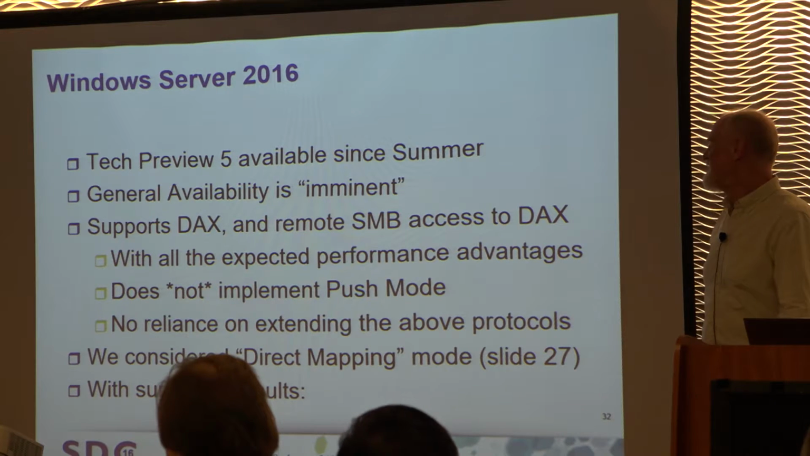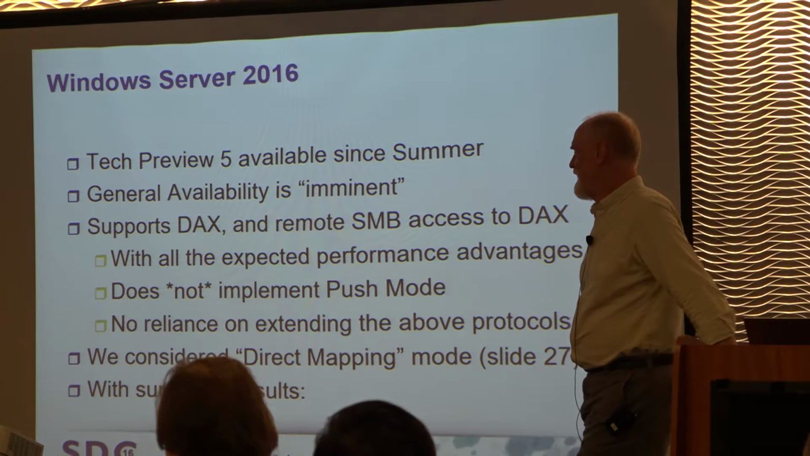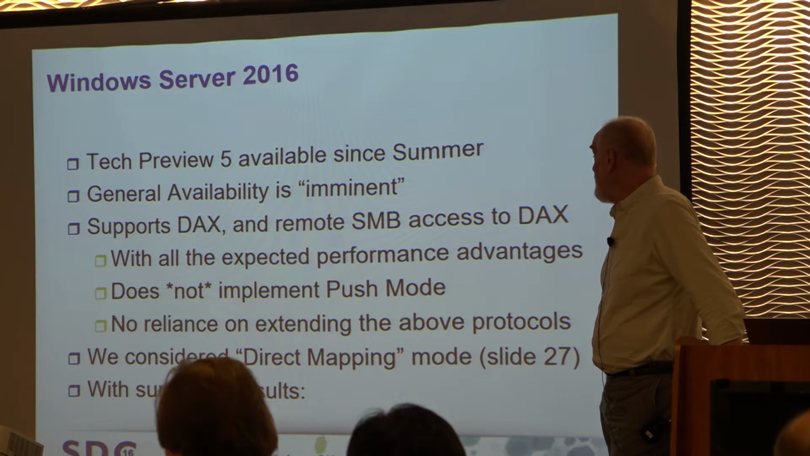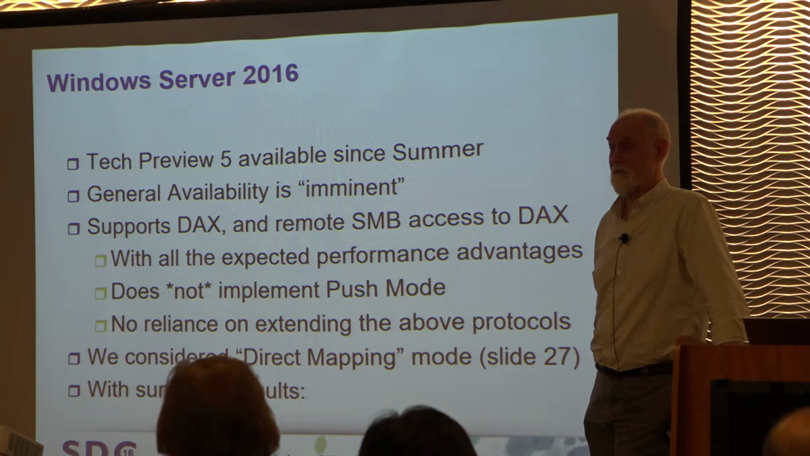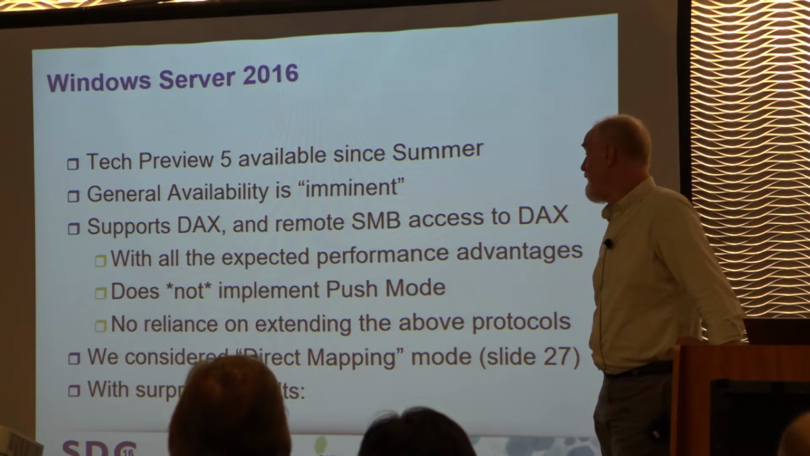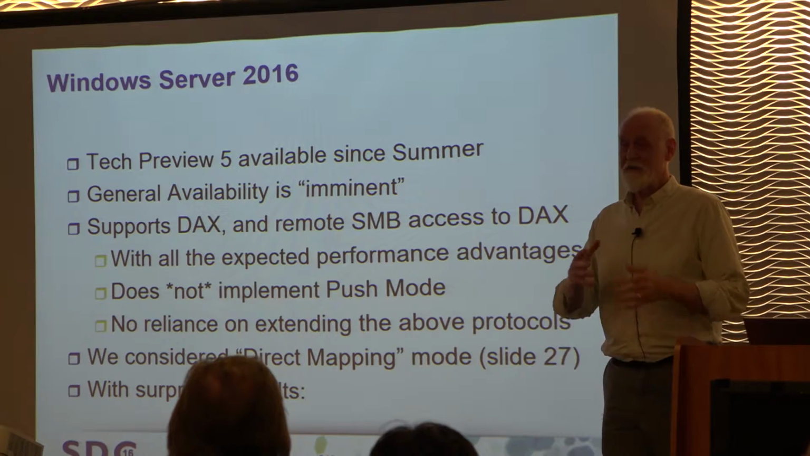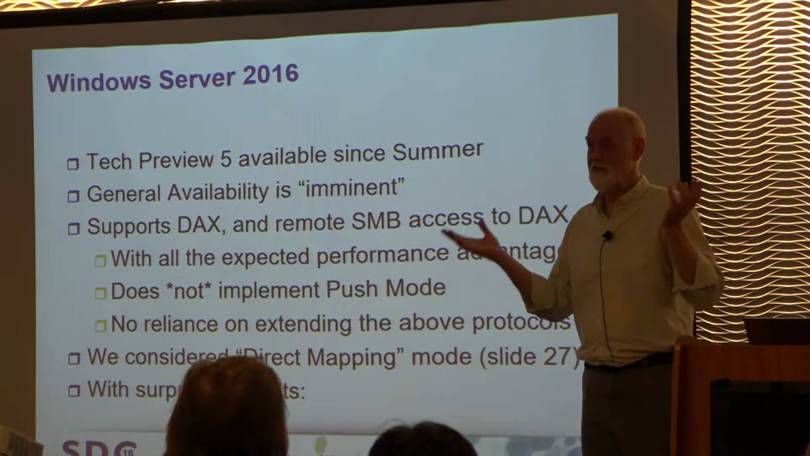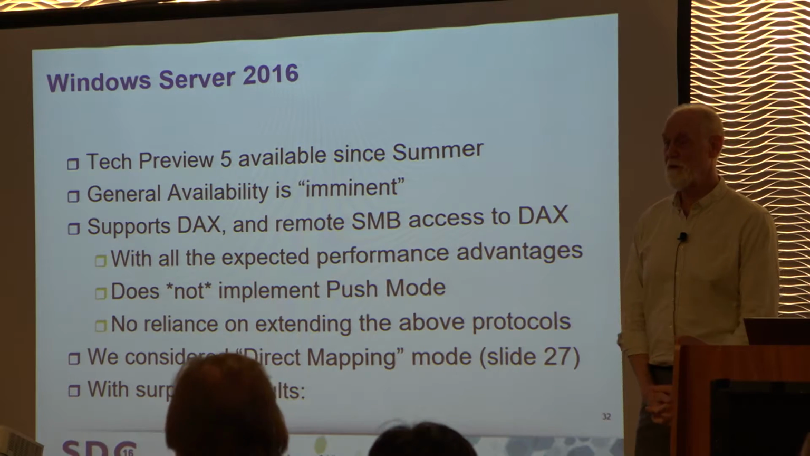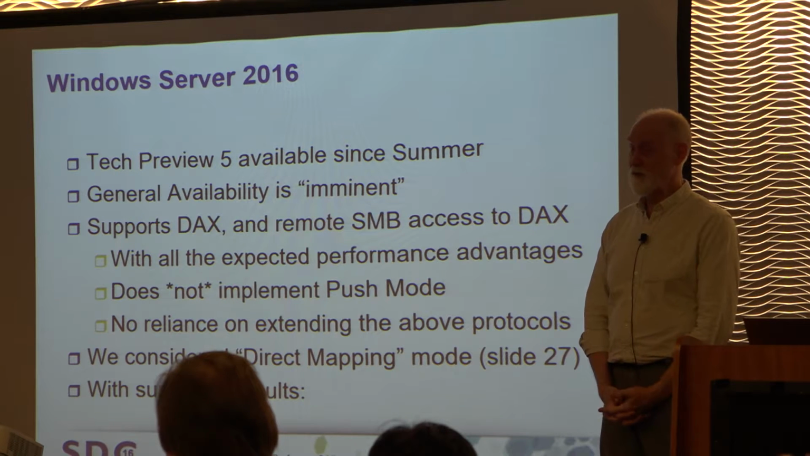Tech Preview 5 and Server 2016 GA both support DAX. DAX is really great. And remote SMB works over DAX, I just want to mention. It's a file system. It's exportable. It works great. And so we get all the expected performance advantages, right? DAX is great because there's no media. It's just memory, right? And it supports all the reads and loads and stores and commits that we expect from a memory-based file system. It's basically a RAM disk, right?